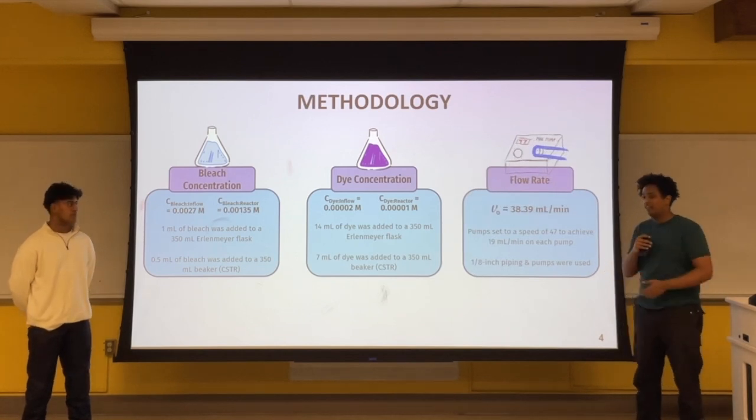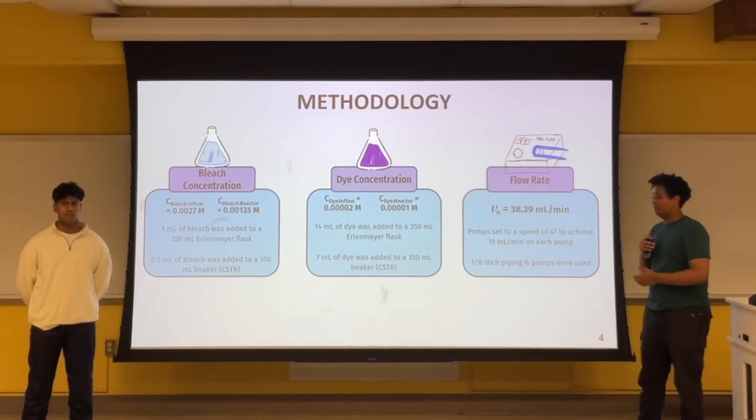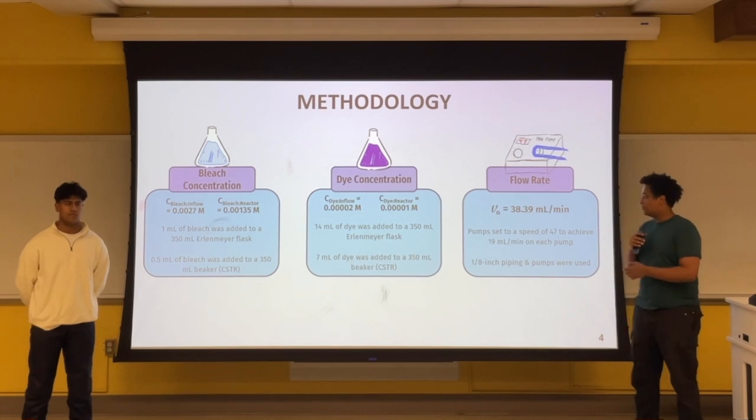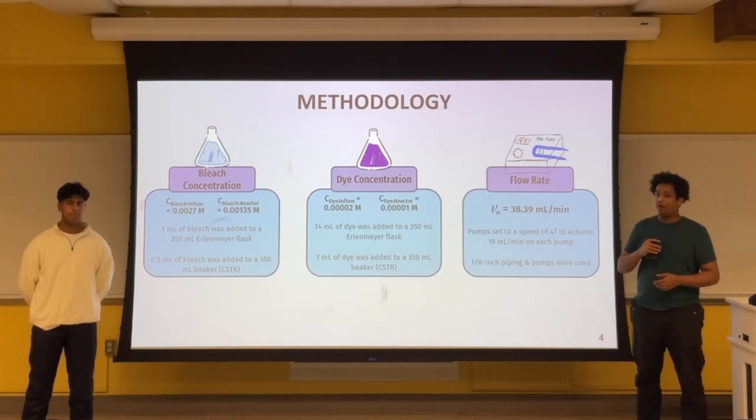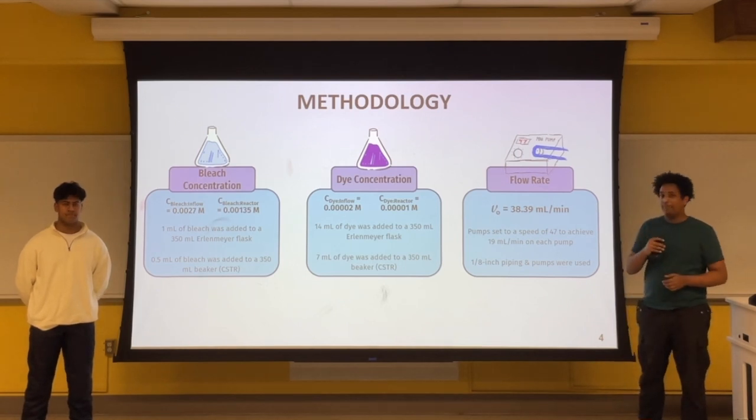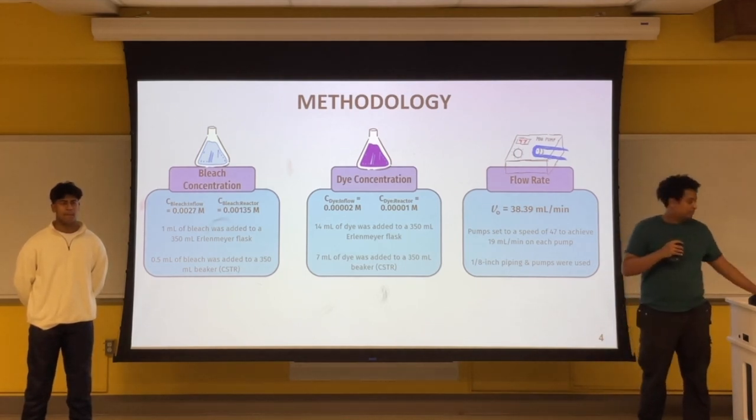Lastly, we calculated a volumetric flow rate of 38.39 milliliters per minute, which the pumps had to be set to a speed of 47 to achieve 19 milliliters per minute on each pump. 1/8-inch piping and pumps were used to achieve this.